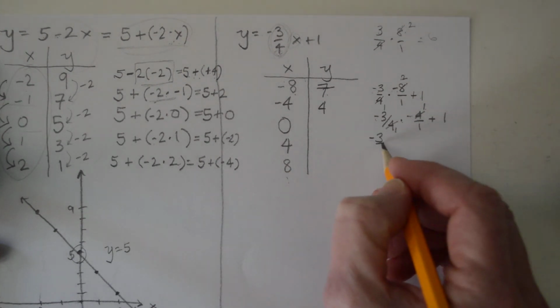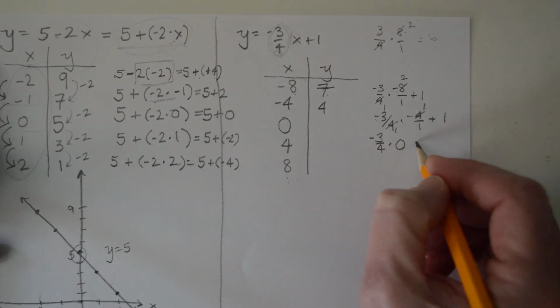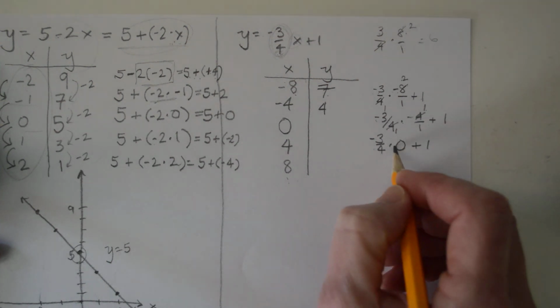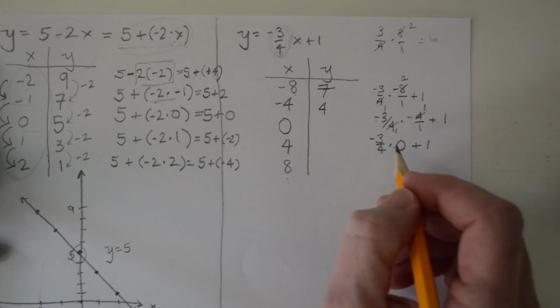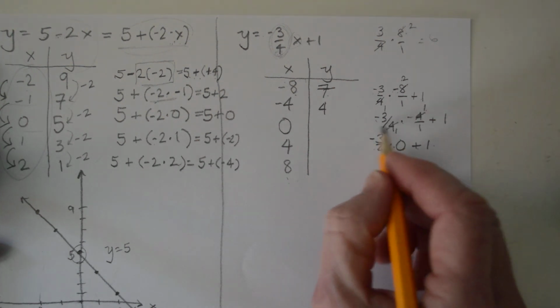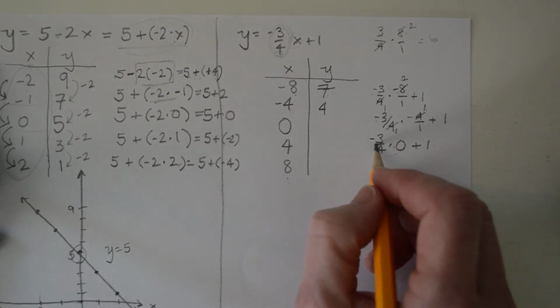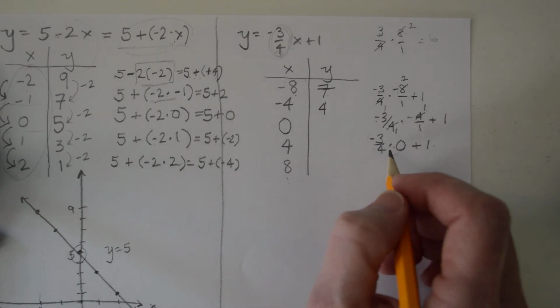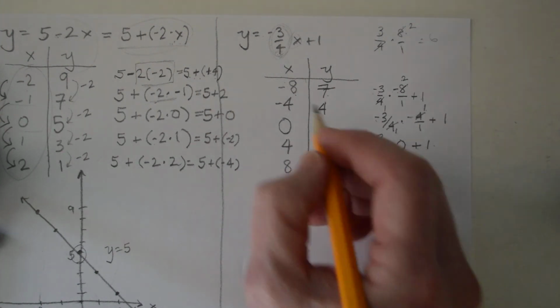Negative 3/4 times 0. We love multiplying by 0. Anything times 0 is 0. So then this is just 0 plus 1. And again, remember, 0 times a negative number doesn't make it a negative 0. There is no such thing as a negative 0. It's just 0. 0 plus 1 is 1.